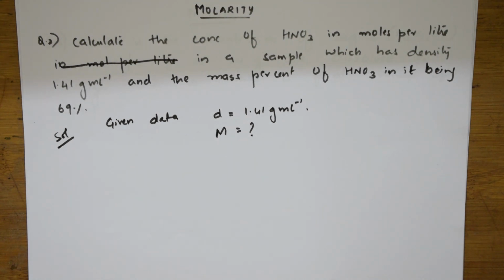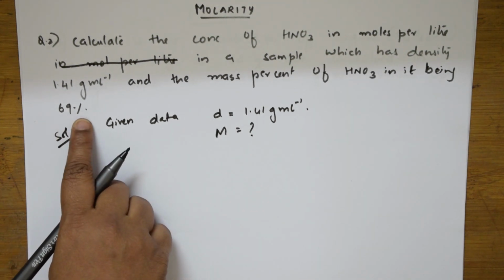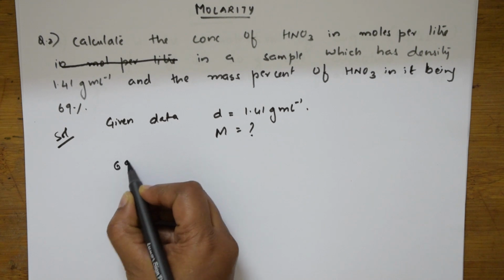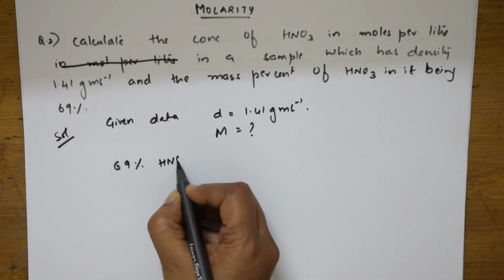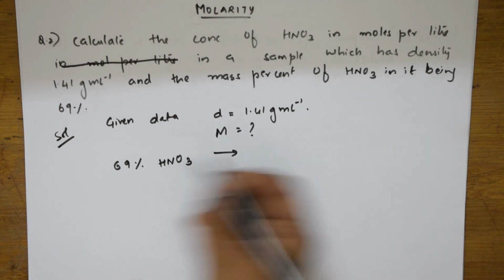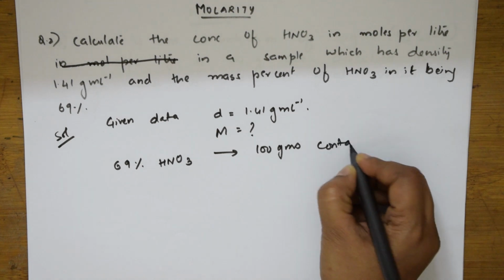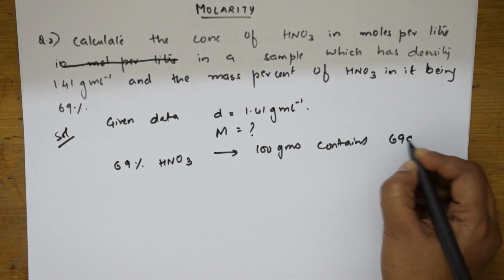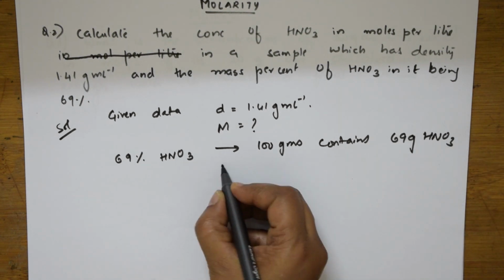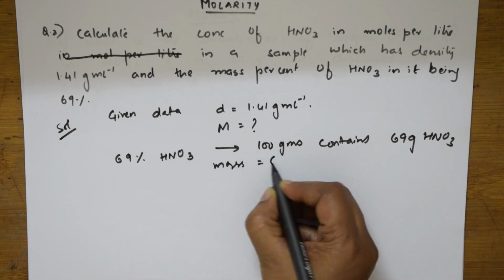They've given us the mass percentage also. See here, the mass percent of nitric acid is given as 69%. So what does mass percentage mean? It means 69% HNO3, meaning 100 grams of solution contains 69 grams of HNO3. This is what it means. So what is the mass of HNO3 now? Yes, the mass is equal to 69 grams.